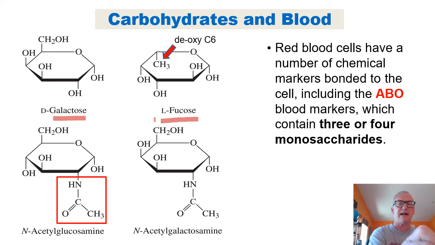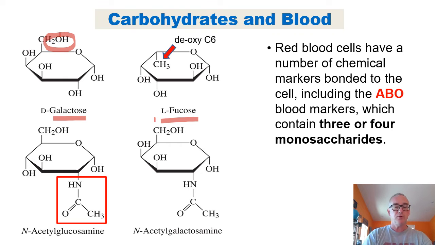fucose is unique in the fact that it does not have a hydroxyl on carbon 6. You can see it's deoxy at carbon 6. There's no hydroxyl group on it. And it's also at a different orientation. It's pointing down in the ring rather than pointing up.